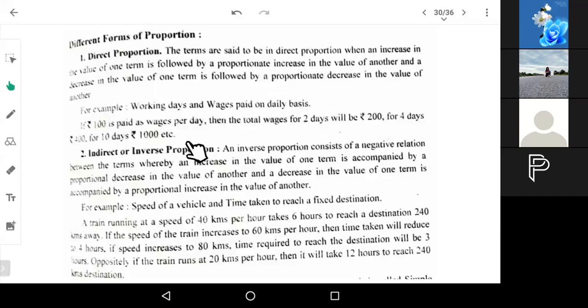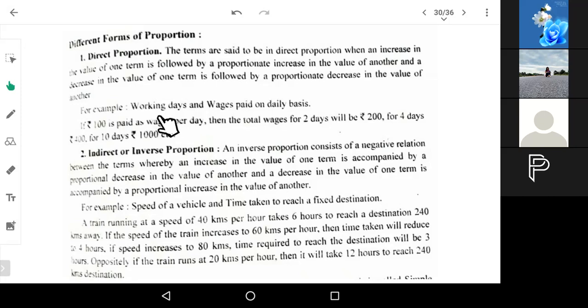Now let us take an example: working days and wages paid on a daily basis. If the number of working days increases, the wages also will increase. How? Because they are paid on a daily basis. So every day when they come to work, they will be getting more money. If the number of working days decreases, the wages will also decrease, because if they are not coming to work, or if there is no work for them, then they will not be paid the wages.